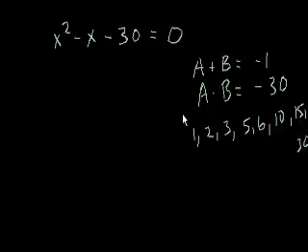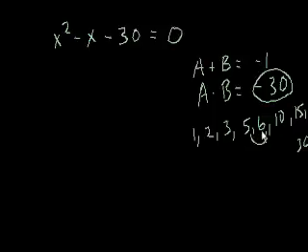Well, something interesting is happening this time, though. Since a times b is negative 30, one of these numbers has to be negative. They both can't be negative, because if they were both negative, then this would be a positive 30. So we're going to have to say two of these factors, the difference between them should be negative 1. Well, if we look at all of these numbers, obviously, when you pair them up, they multiply out to 30. But the only ones that have a difference of 1 are 5 and 6.